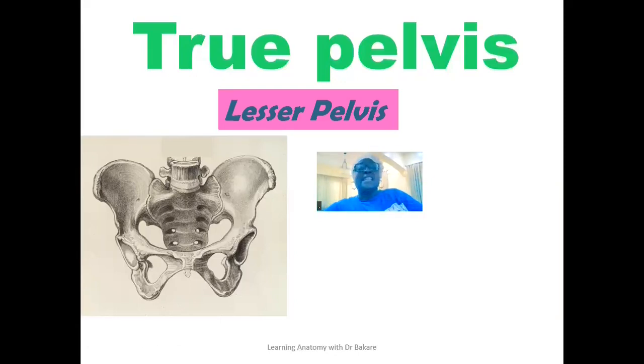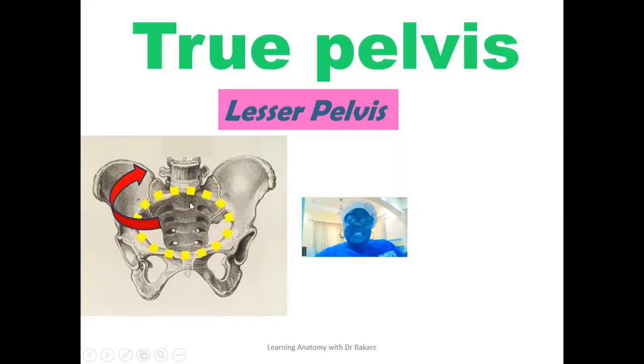pelvic cavity. This pelvic cavity is further subdivided into two by the pelvic brim or the pelvic inlet, and this is what is highlighted here in dotted yellow. The region of the pelvic cavity that is located above this pelvic brim or pelvic inlet is referred to as the greater pelvis or the false pelvis, and this is what is arrowed here in red. This is greater because it is located above, and it is the false pelvis because the majority of the pelvic viscera are not located within the space, so it is false.